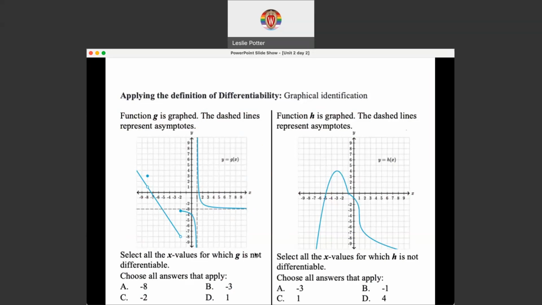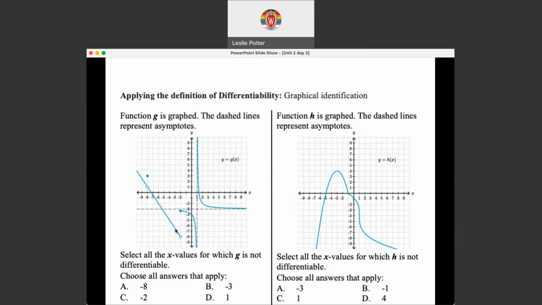So select all the values for which G is not differentiable. So where does our differentiability fail? Well, it fails when we're not continuous, right? So it fails here, and it fails here at this jump, and it fails here at this asymptote. So does it fail at -8? Yes, it does. So we're going to circle that. Spoiler alert. Does it fail at -2? Yes, it does. Does it fail at 1? Yes, it does. Does it fail at 3? Nope. It's smooth and continuous right through 3, so we can calculate a derivative. Oh, I'm sorry. -3. That's a -3 over here. My bad.